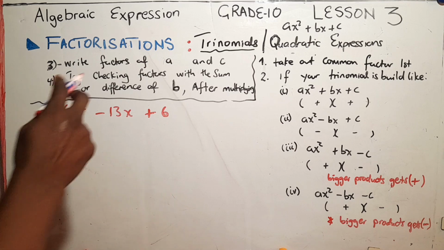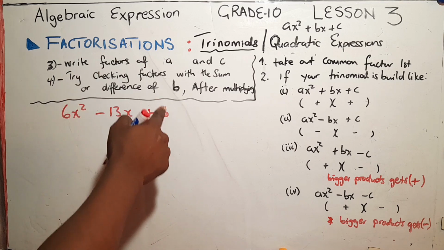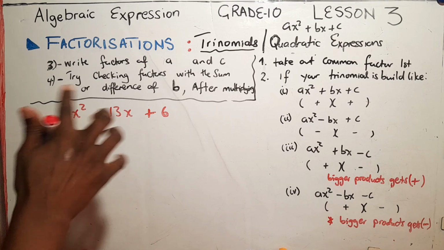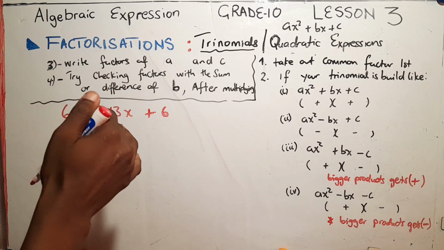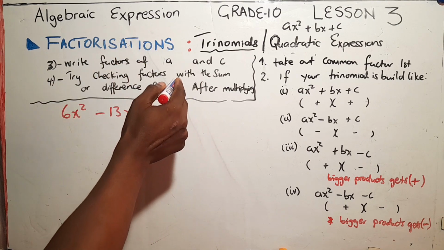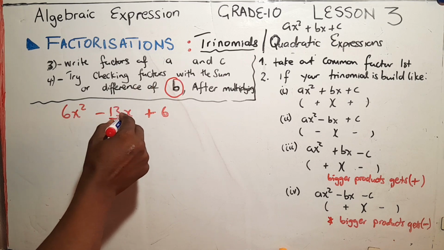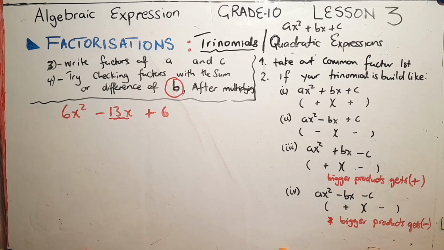And also you must write the factors of A and the factors of C. So after writing the factors of A and the factors of C, we try to multiply them out to see which ones give us the difference or the sum of B, the difference or the sum of this middle term after multiplying, right?